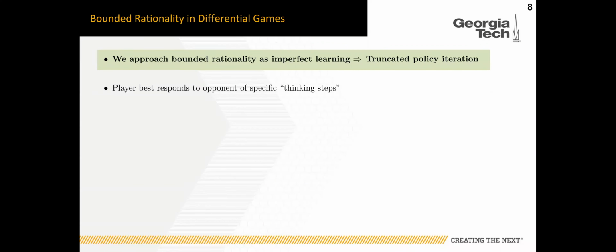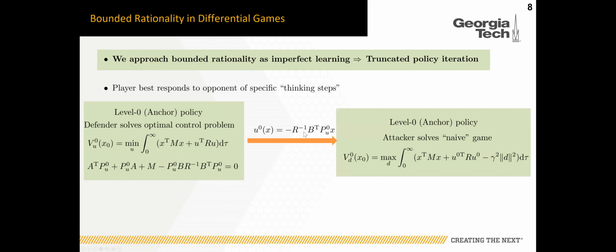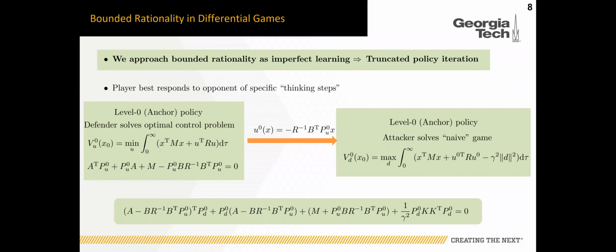Wherever I now talk about bounded rationality, it's something like imperfect learning, or for those of you who work on learning, you can call it truncated policy iteration. You can think that I have a defender, which is my u. If it is of level 0, which is the anchor policy, I don't know the existence of a disturbance or an adversary. So I will naively solve this Riccati equation, take my controller, and then substitute it. The attacker also solves a naive game by assuming that my control is also level 0. Then I take it one step further for level 1, and of course, this is the Riccati equation that eventually has to be solved. But again, the level 0 policies, which are also called anchor policies, are very naive because either they're random or they don't know the existence of other players.